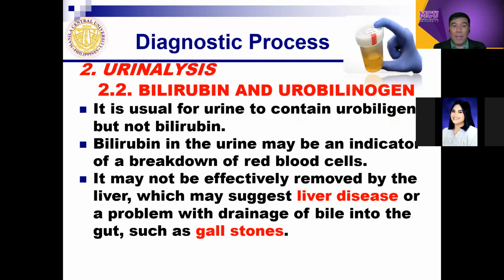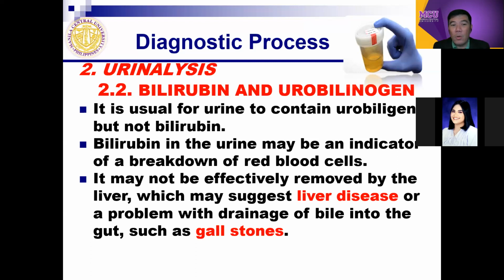Next po, this is the one that I have mentioned, the bilirubin or urobilinogen. Urobilinogen is usually expected in urine samples when evaluated. But class, whenever you have a urinalysis, the bilirubin should be negative. As I mentioned, when there is bilirubin in the urine, this is an indicator of the breakdown of the red blood cells, and it is not a good indication because it may reflect a problem with the liver.